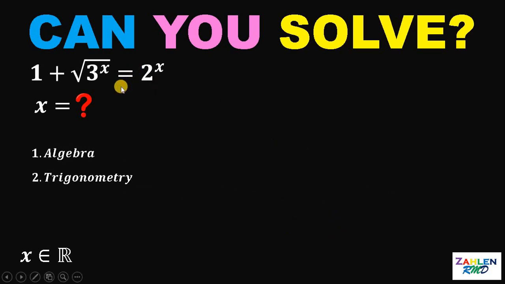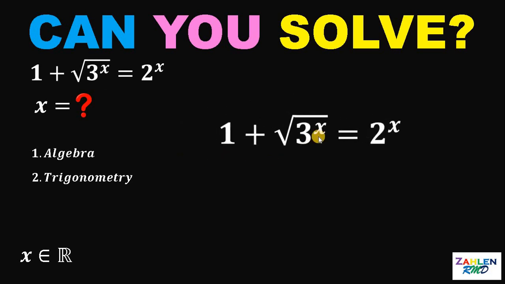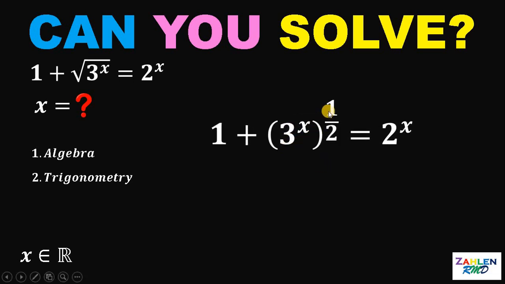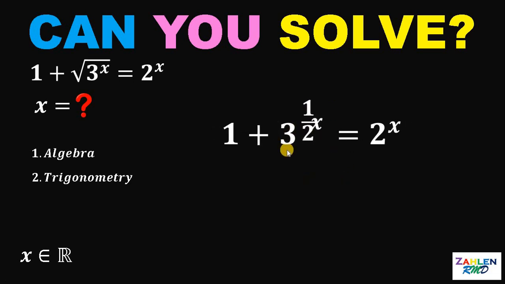Now let's get our given equation. 1 plus square root of 3 raised to x equals 2 raised to x. Now, square root of 3 raised to x can be written as (3 raised to x) raised to 1/2. And (3 raised to x) raised to 1/2 can be written as 3 raised to 1/2 times x.